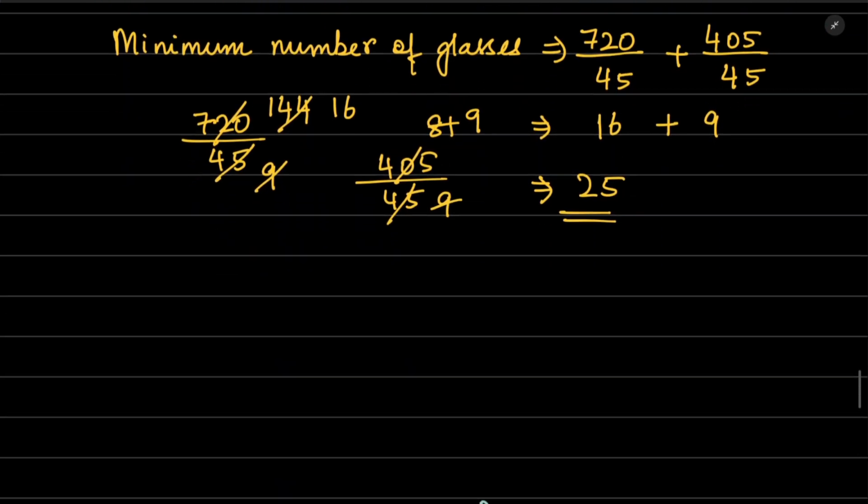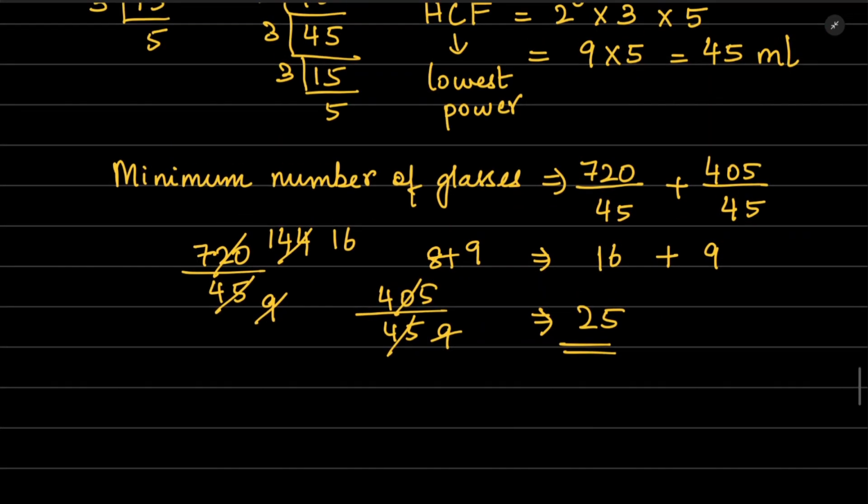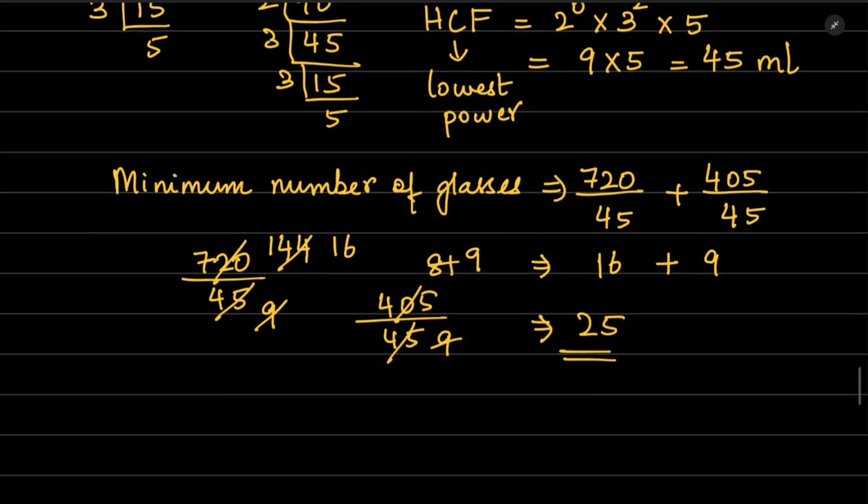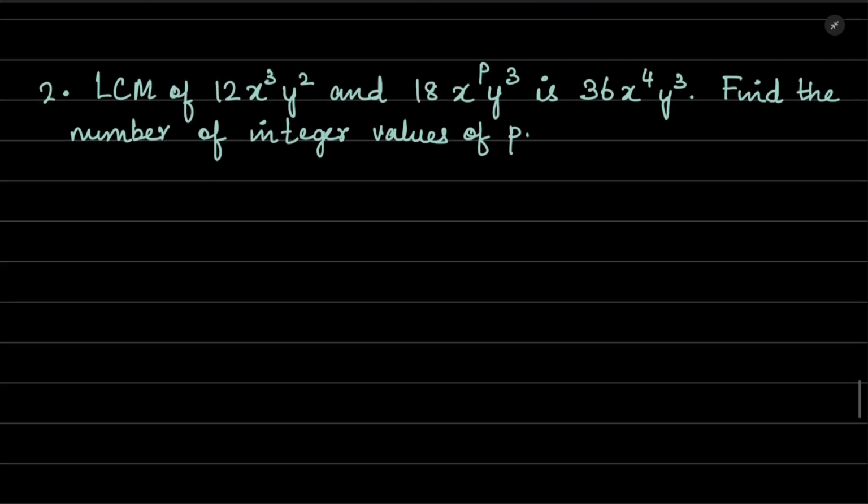Okay, so find the minimum number of glasses that can be filled such that you have the minimum number of glasses and all the glasses have equal capacity of milk to be filled. So you have calculated 25 is the final answer. Let's move on to the next question.